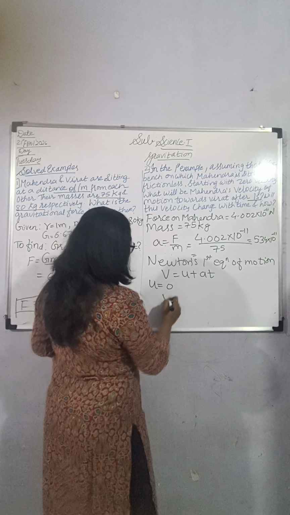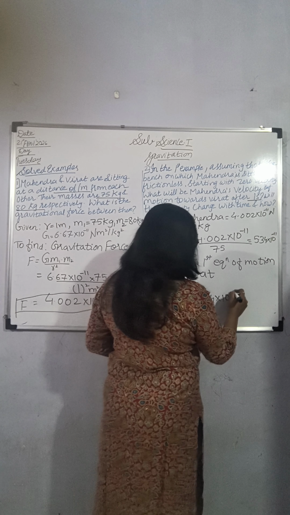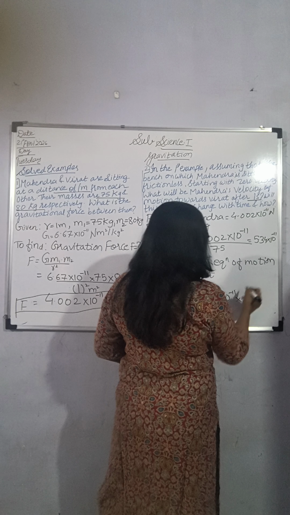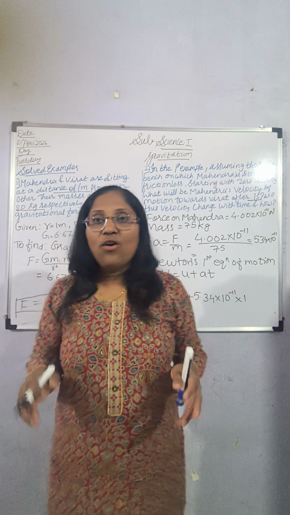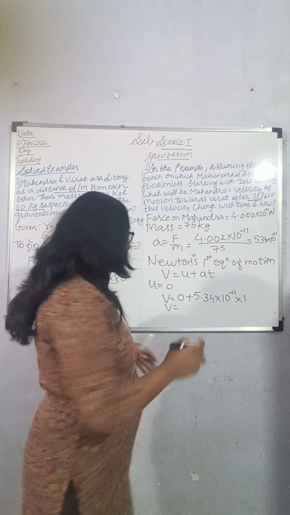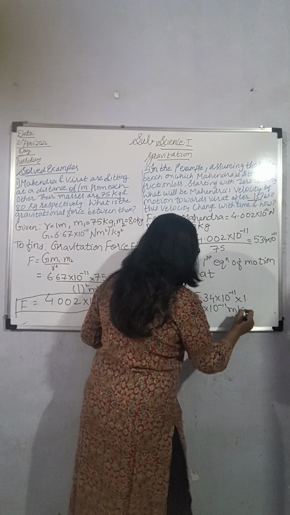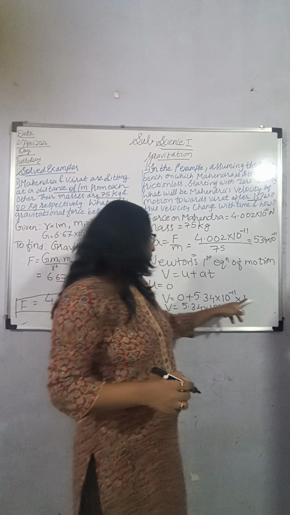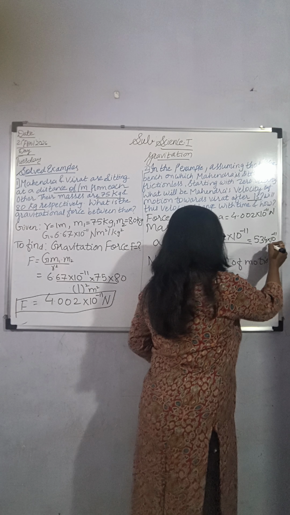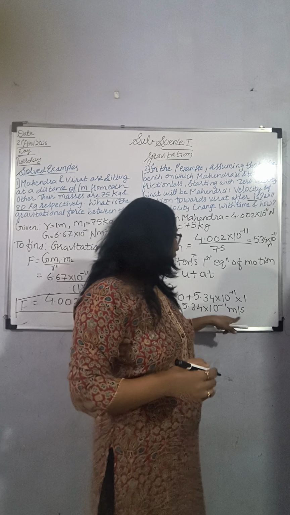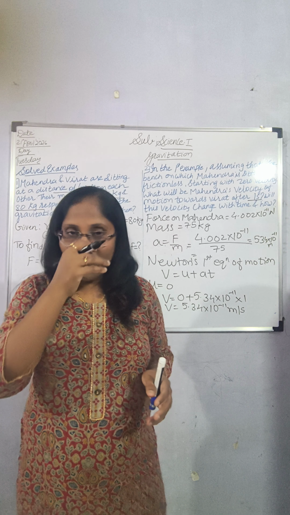So V is equal to 0 plus 5.34 into 10 raised to power minus 11 multiplied by t, and t is 1 only. So we are going to get the same answer: 5.34 into 10 raised to power minus 11 meter per second. Time is given in seconds, acceleration is in meter per second squared. So we are getting velocity as 5.34 into 10 raised to power minus 11 meter per second.